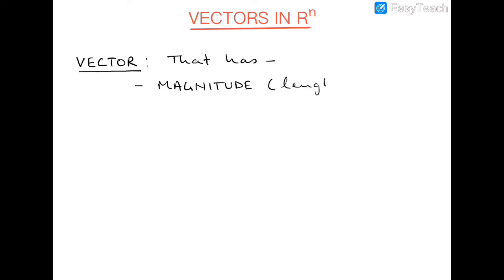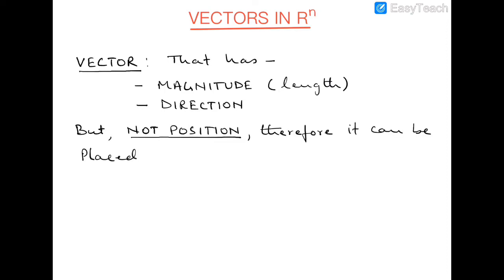Hello guys, today our topic is vectors in Rn. As we know, a vector is a quantity that has magnitude, that is length, and direction. So it has both magnitude and direction but not position. Therefore we can put a vector anywhere we want in a plane. So it's not necessary for a vector to start at the origin.